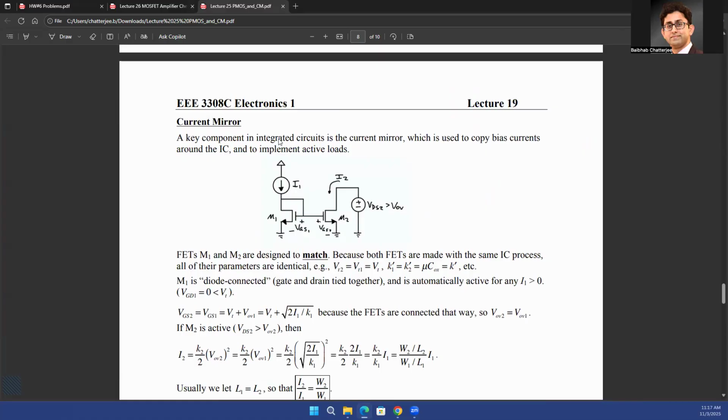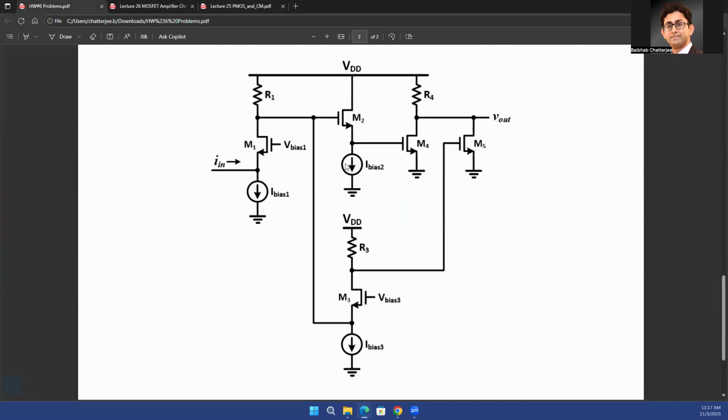So current meter is going to be one of the key components in any integrated circuit. Whenever you have, let's say, tens or hundreds or even thousands of transistors, many of them will be used in the form of a current meter. Why are current meters required? Because let's again go back to this homework problem. How many current sources do you see here for biasing? You see one over here, you see the second one here, and you see the third one here.